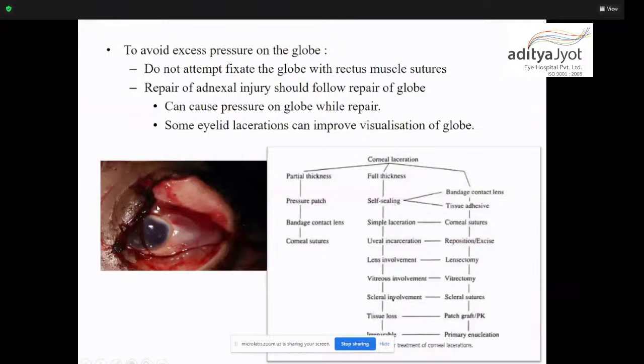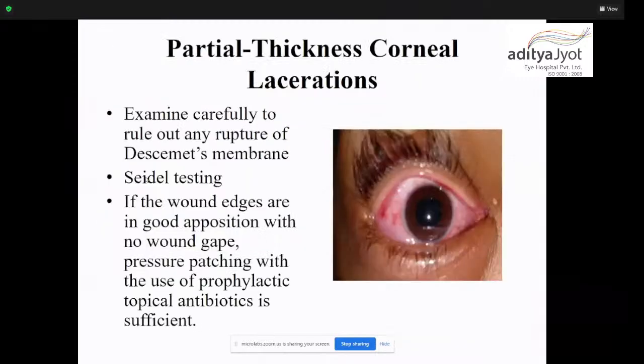And if you have an injury like this, where you have an adnexal injury as well as a corneoscleral tear, then it's better to do the corneoscleral repair first, and then you have to do the adnexal injury. Because if you're going to do the adnexal injury first, then what will happen is you will keep giving pressure on the globe, and that can actually give a collapse of intraocular contents. So corneoscleral lacerations first, and then adnexal injury next.